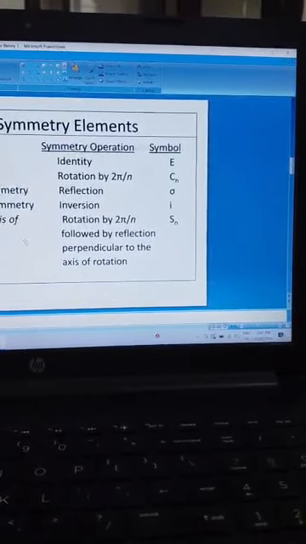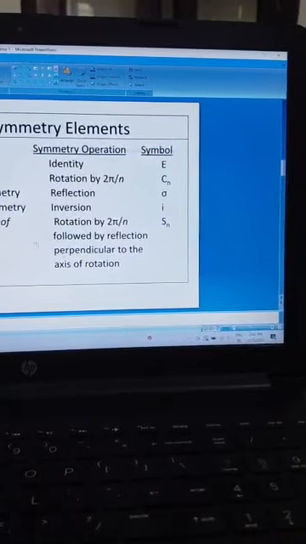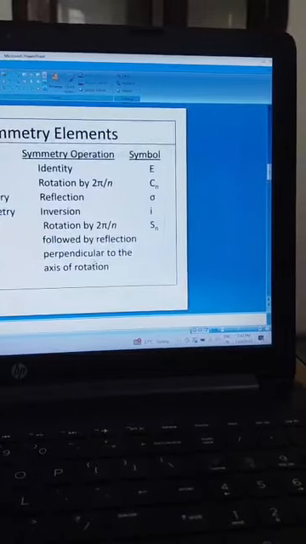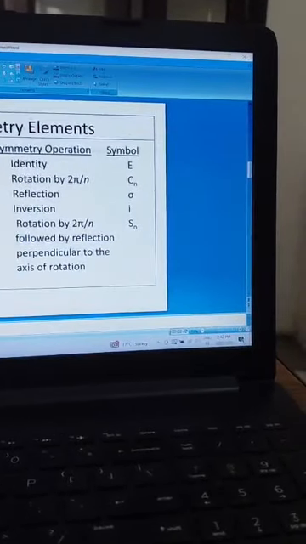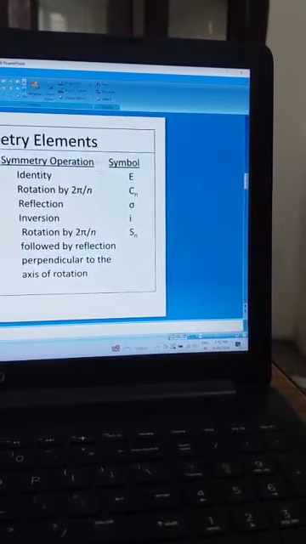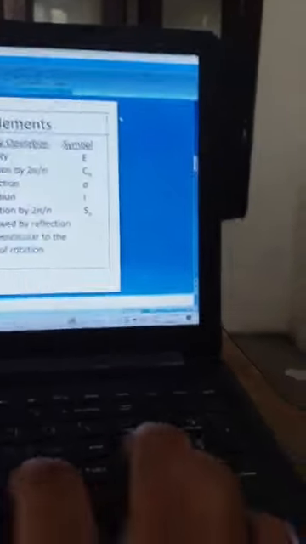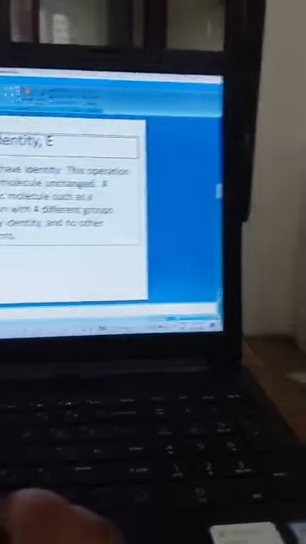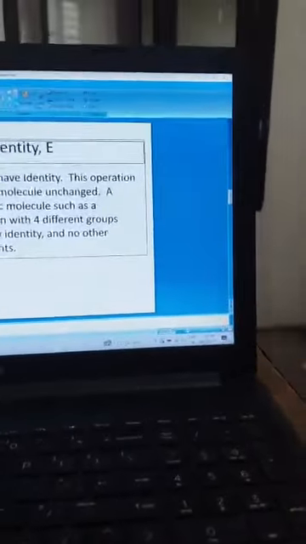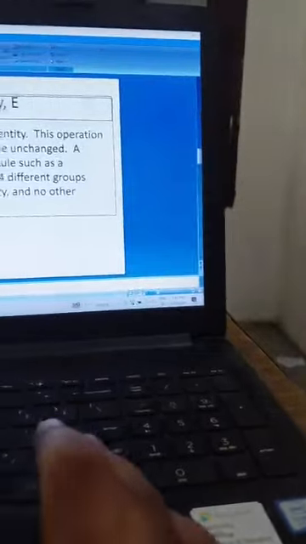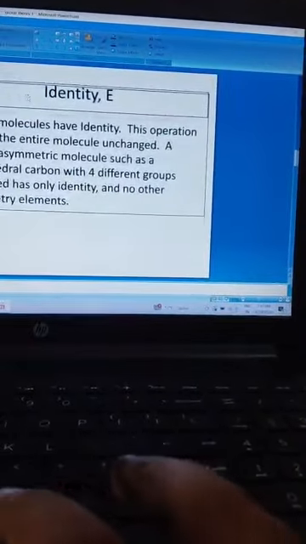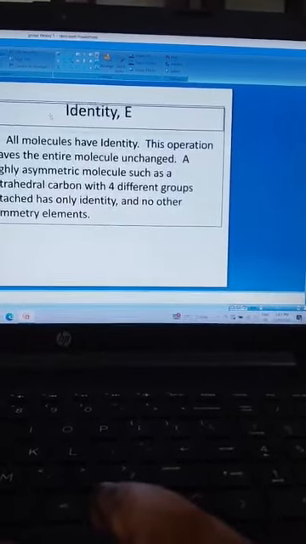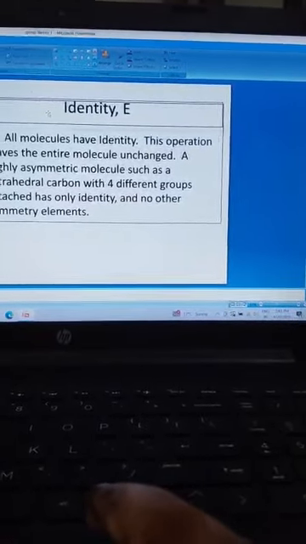Improper axis of symmetry is operated through rotation by 2 pi by n followed by reflection perpendicular to the axis of rotation. And the fifth symmetry element is identity, it is represented by E. Identity is present in all molecules. This operation leaves the entire molecule unchanged. A highly asymmetric molecule such as tetrahedral carbon with 4 different groups attached has only identity and no other symmetry element.